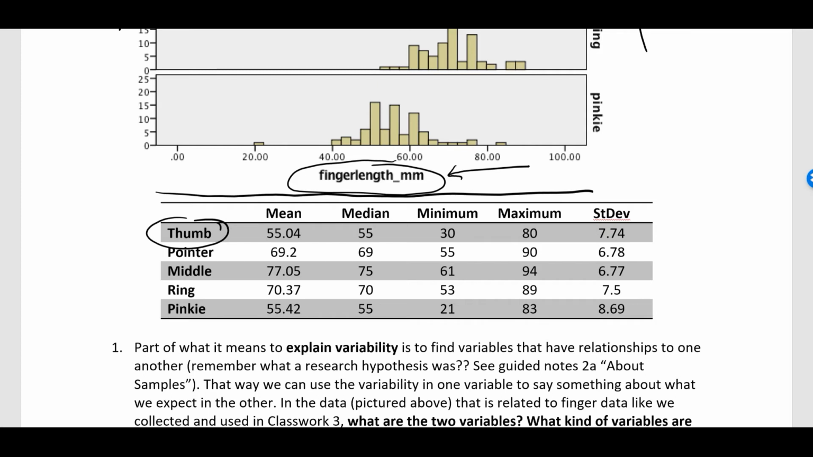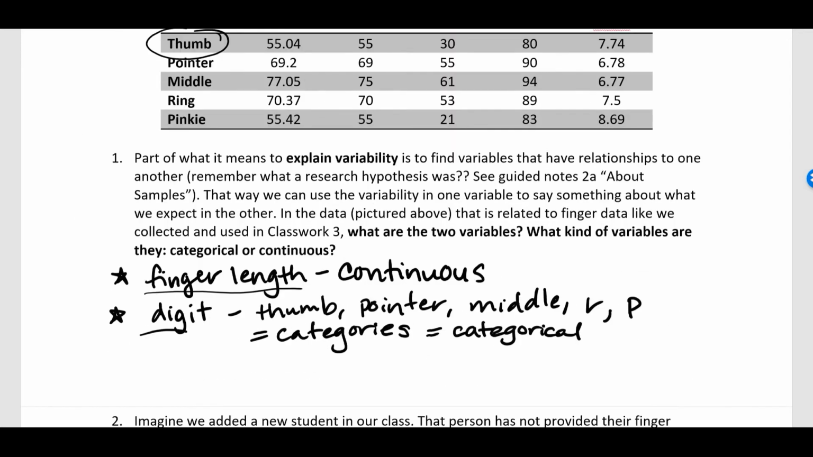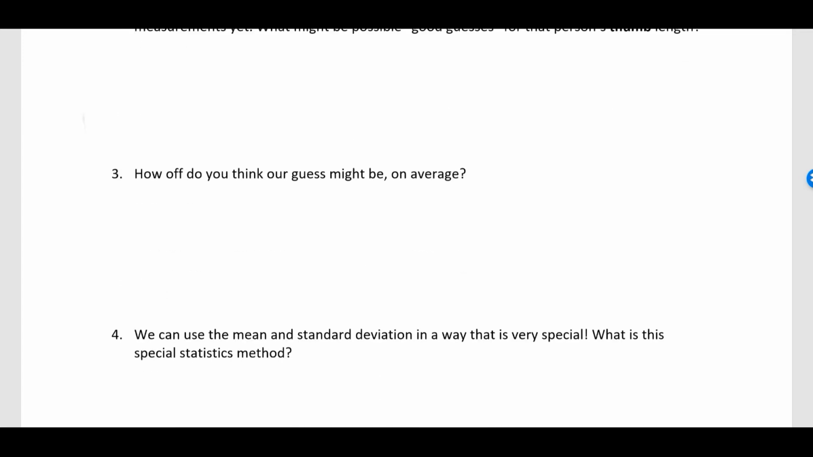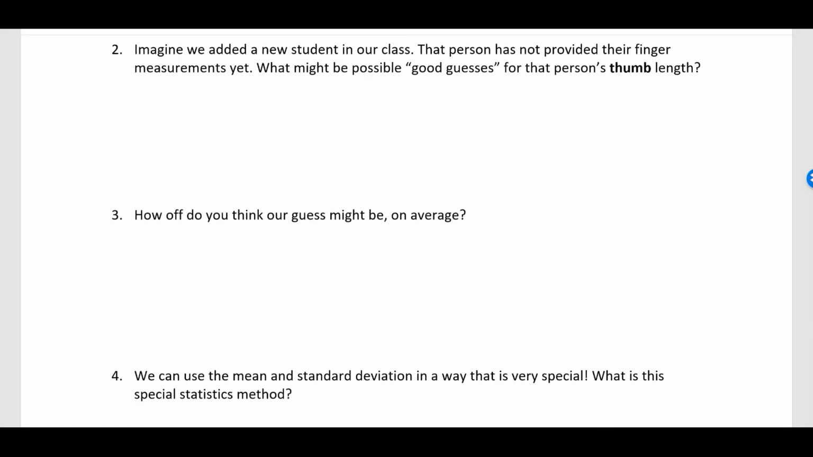if you had to just come up with one good guess, there's a new person added to the class, what seems like a pretty good guess for that person's thumb length? Let's take a moment, think about that, and write it down. And then I also want you to think about how off do you think our guess might be on average? So, do you think that we would be exactly right with our guess? Are we going to be exactly right on that value?